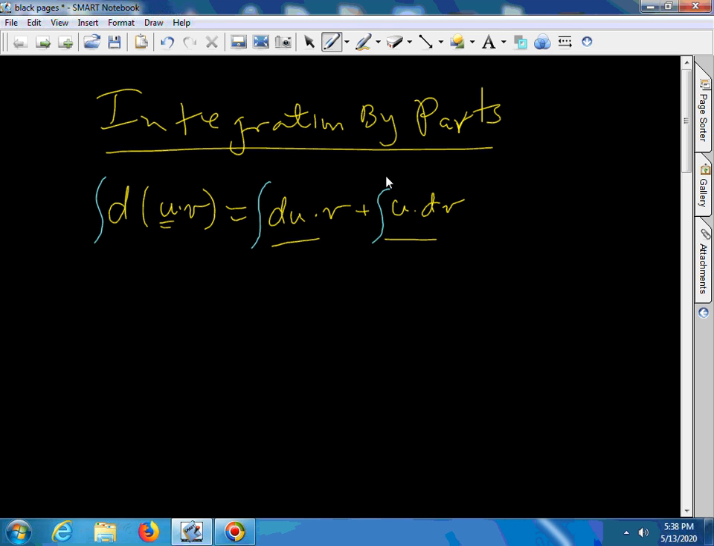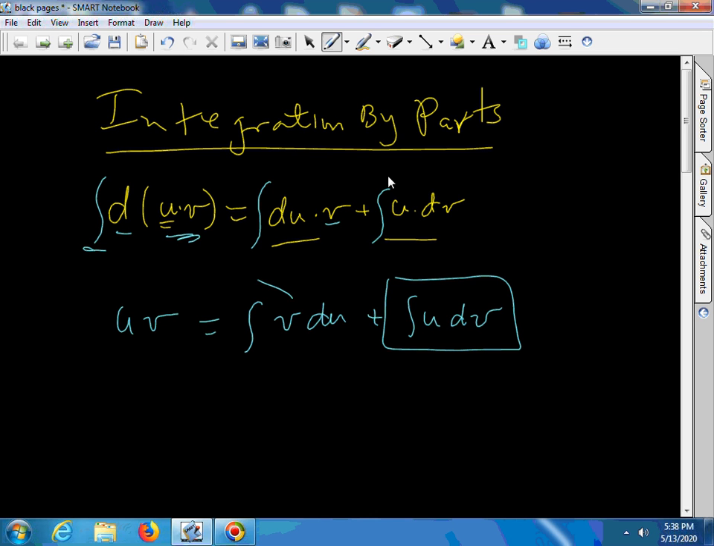Now, the integral of the differential of uv, what? That's just uv. And it equals the integral, I'll say v first, the integral of v du plus the integral of u dv. And algebraically, I want to solve for that integral. That is, I bring that integral to the other side. So I get the integral of u dv. It is equal to uv, and when I bring this over, it becomes minus the integral of v du.